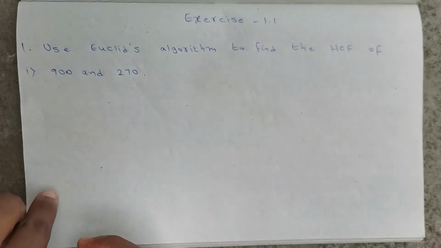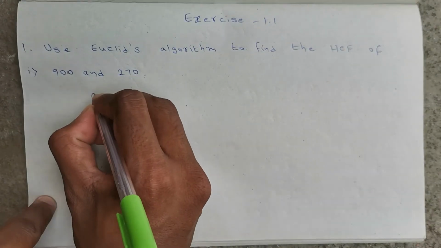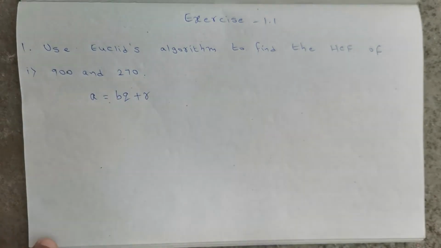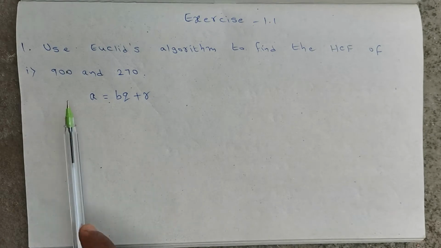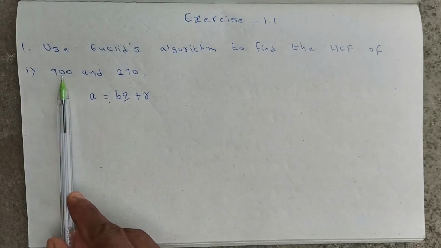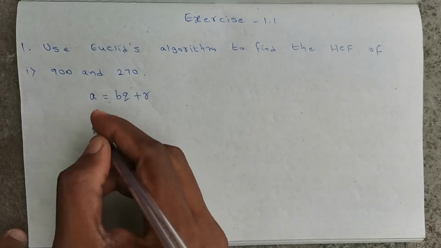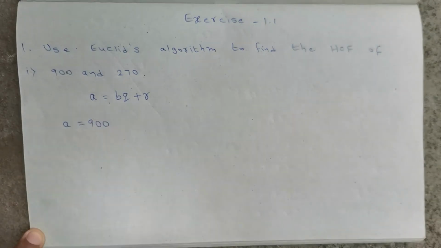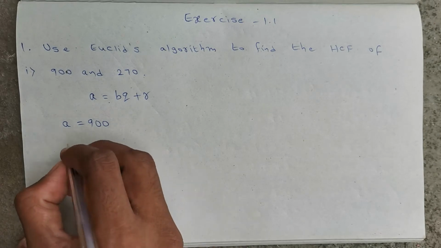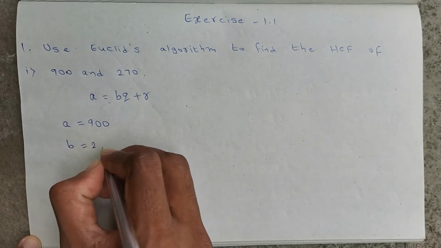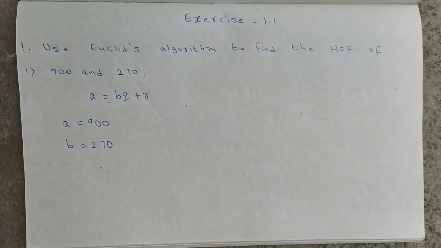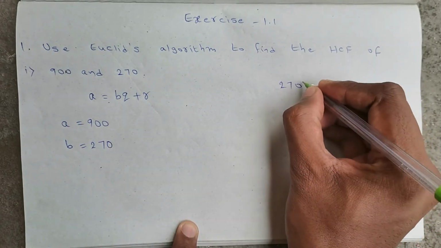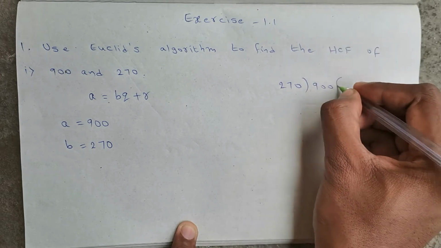So what exactly does Euclid's algorithm say? a = bq + r. Always the bigger number of the given numbers is a. So in this given question, a = 900 and the smaller number is b, that is 270. So do division of these two, 270 and 900.